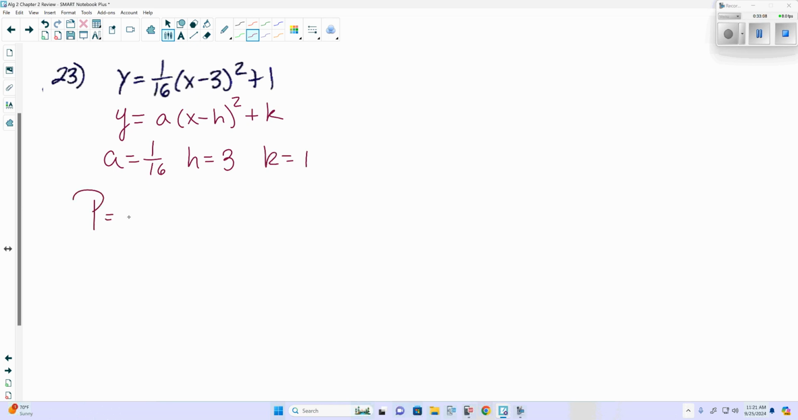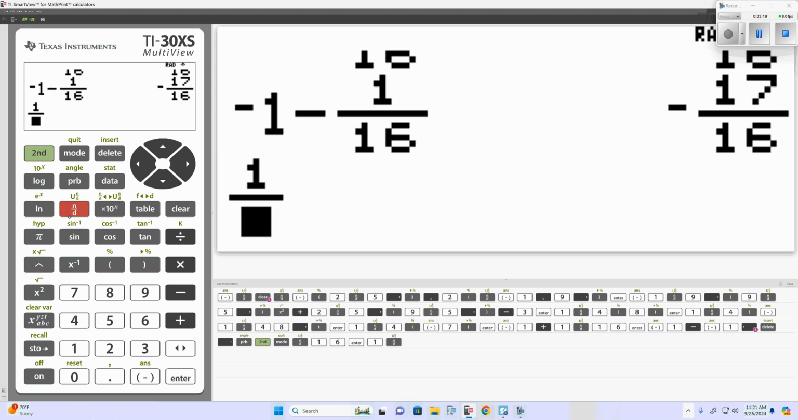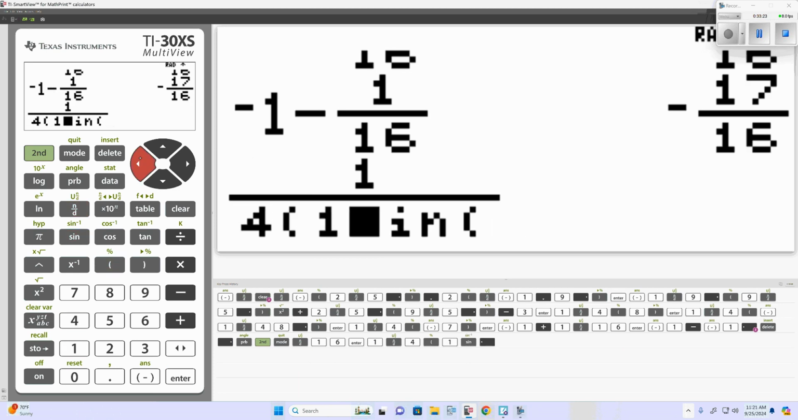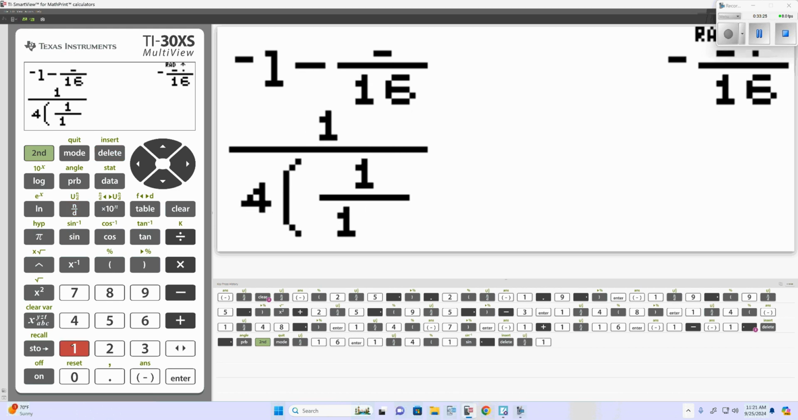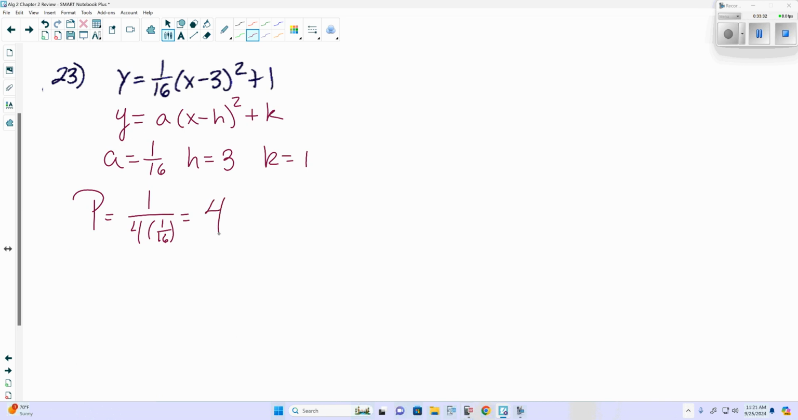Now we don't care so much for the value of a. We need it, but to find our answers, we have to do 1/4a. 1/4 times 1/16. And again, we can do that in the calculator. 16th is 4, so our value of p is 4.